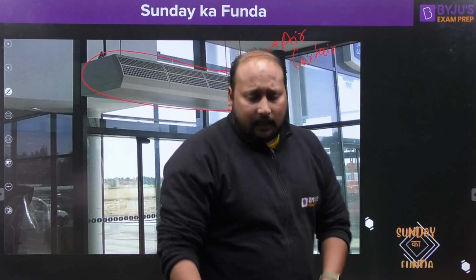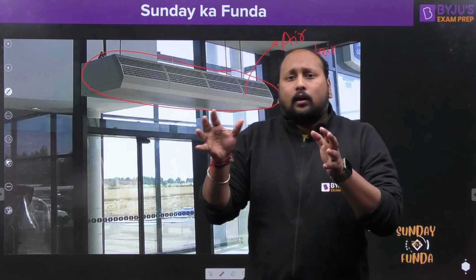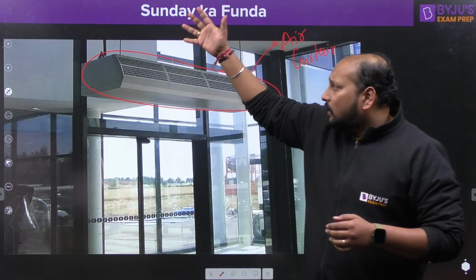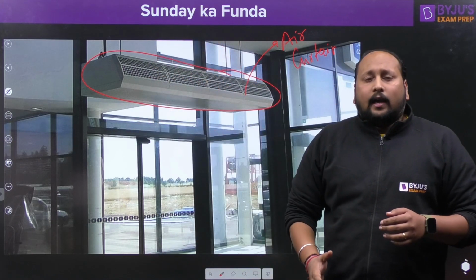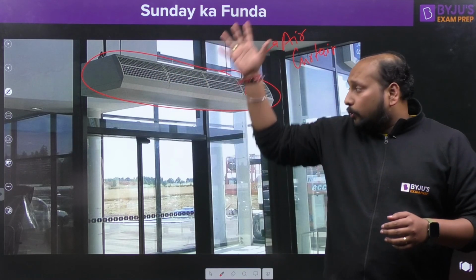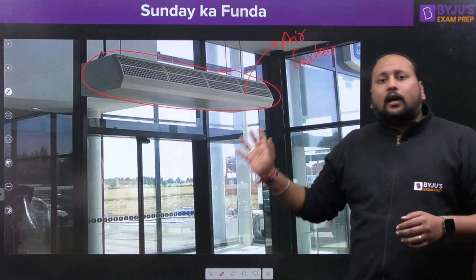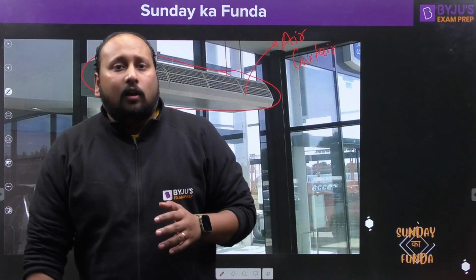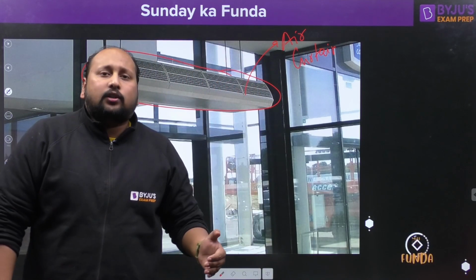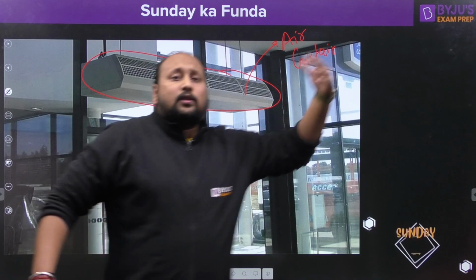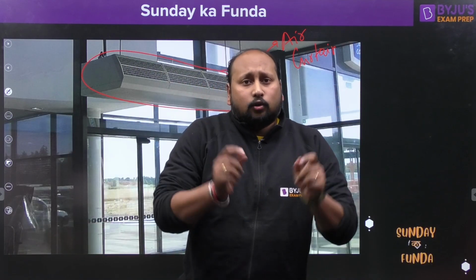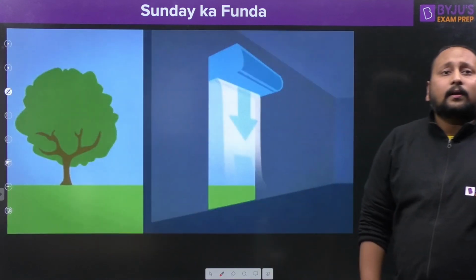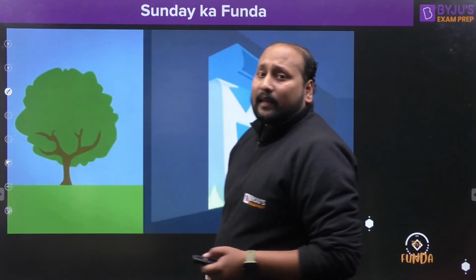So air curtain is nothing but what happens when you try to enter any mall. There's a very high pressure of air coming in the downstream, and it tries to protect the air inside the room from the outside air. So basically this air curtain is acting as a wall between the inside room conditions of the mall and the outside ambient temperature, right? So it's a very interesting concept. Let's see what the application is and what the basic fundamental mechanism is.